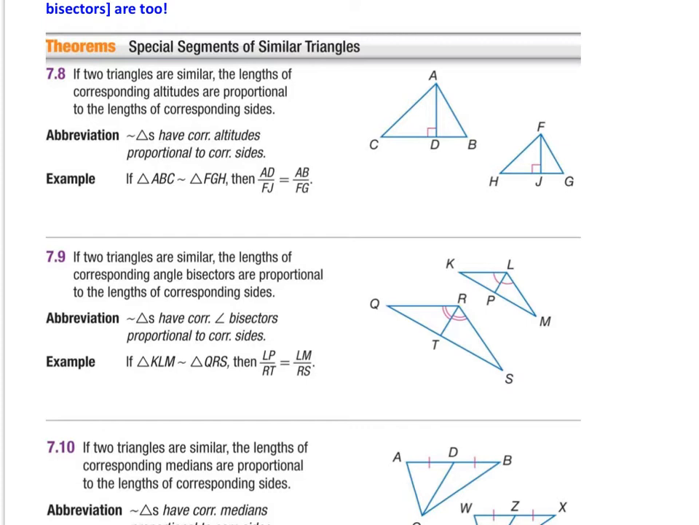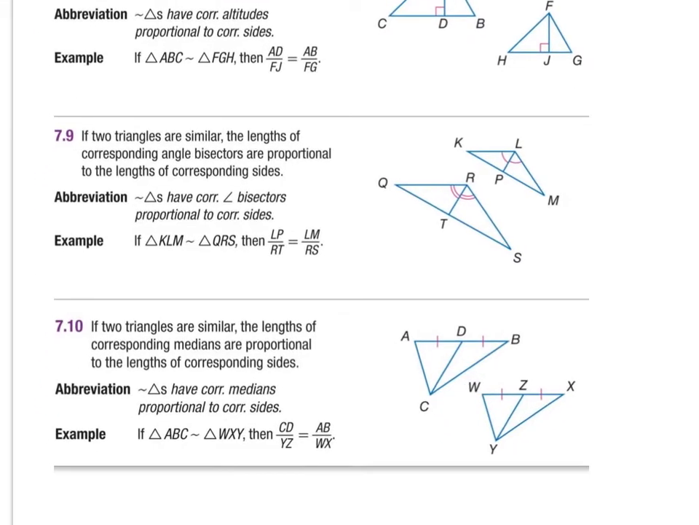Here we've got special segments of triangles. The first one is altitudes, or the heights. If these two triangles are similar, i.e. they are proportional, then their heights or altitudes are at the same proportionality, same ratio. Kind of makes sense. The next one, if we have an angle bisector, these two triangles happen to be similar, and we have angle bisectors of each of those triangles, well, the length of those angle bisectors are proportional at the same ratio as the sides.